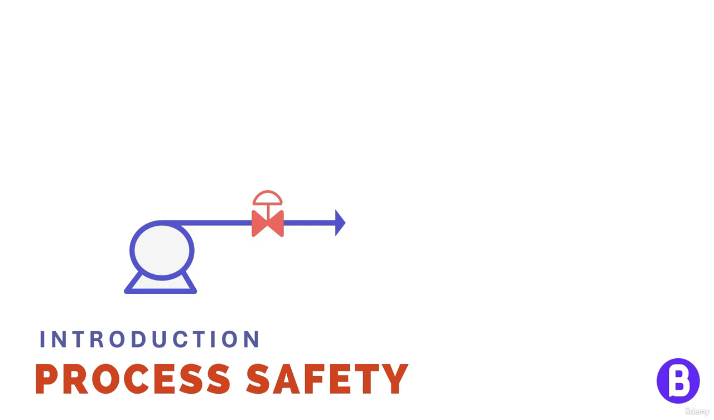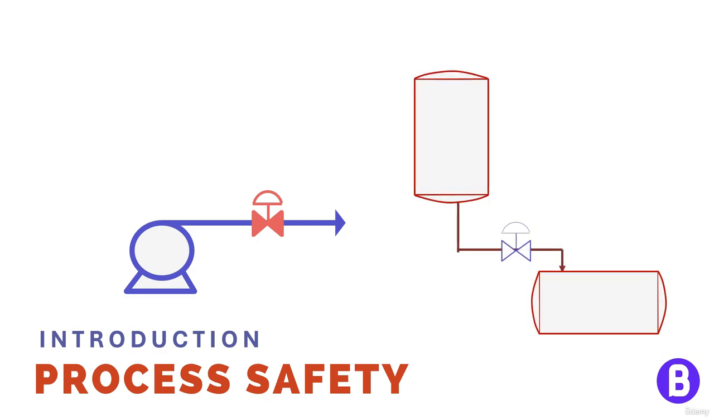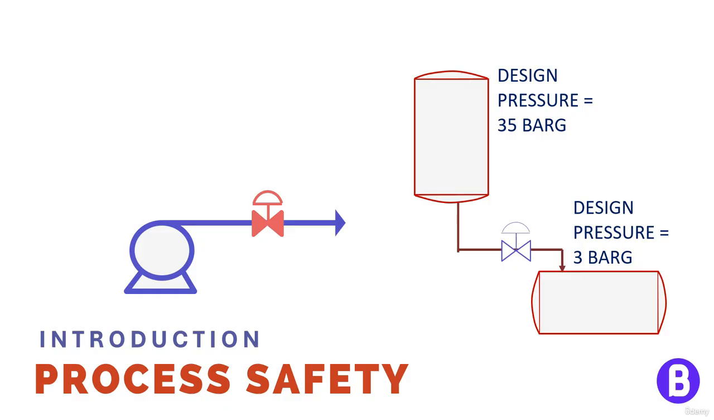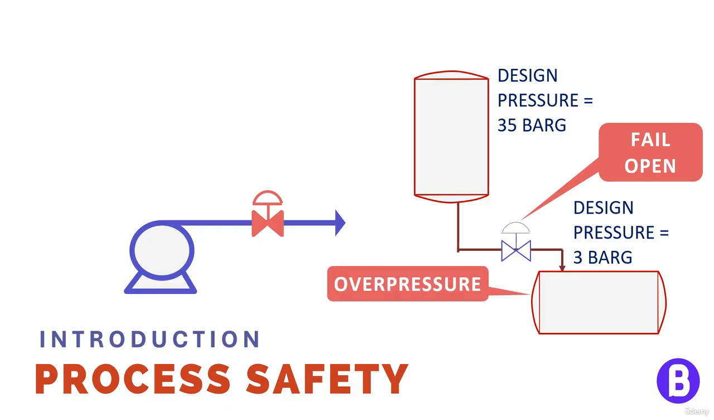Or what if the valve controlling the flow from a high pressure system to a low pressure system failed in the open position? This means that the valve is at 100% opening. How shall this excessive flow affect the downstream system? This shall cause overpressure in the low pressure system and may lead to severe safety issues.